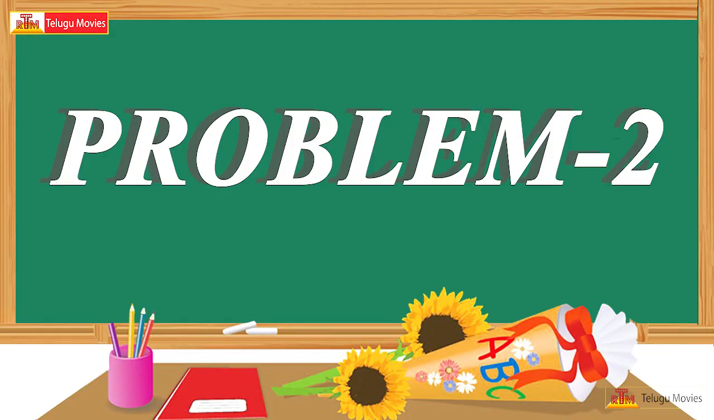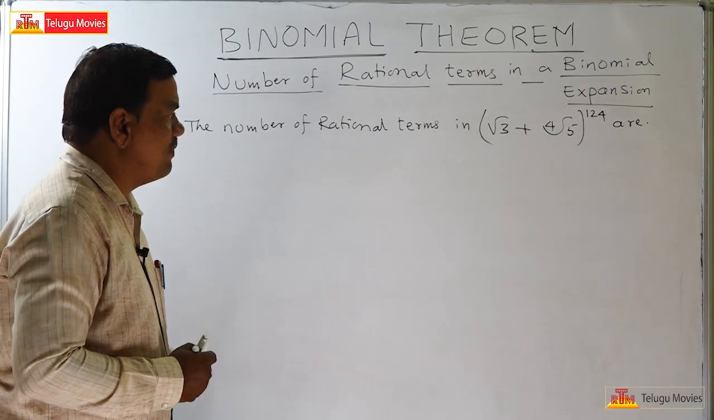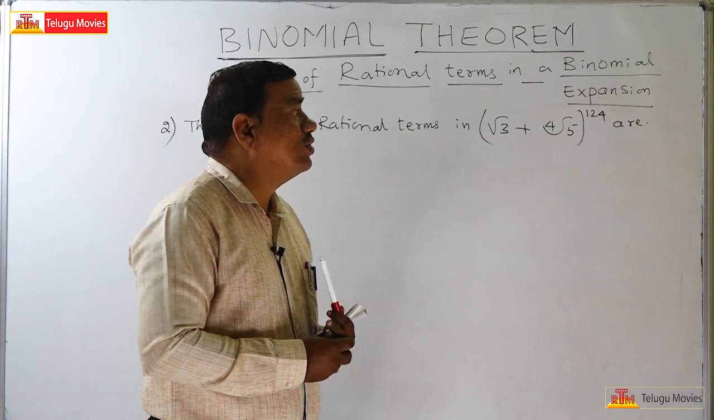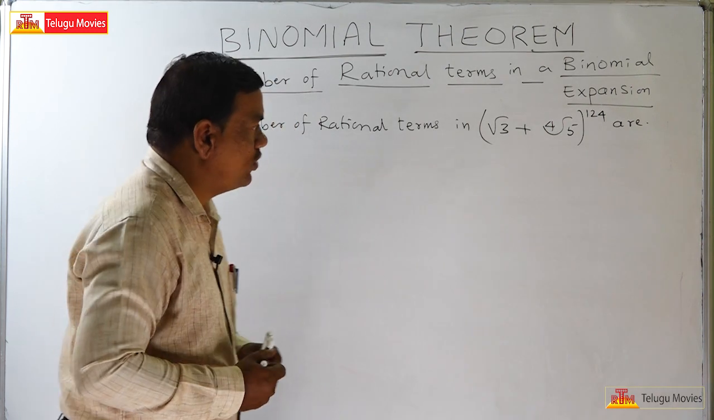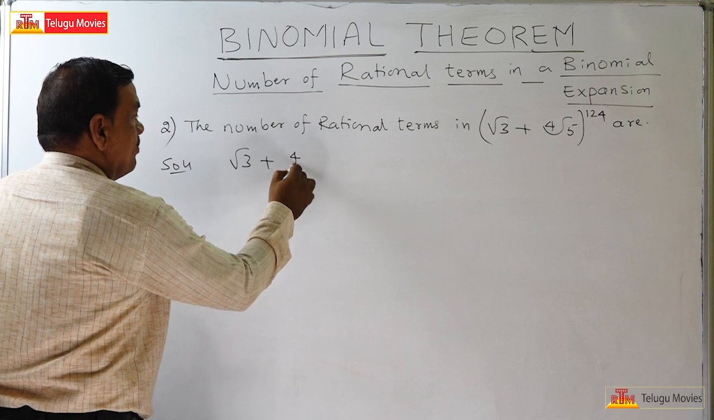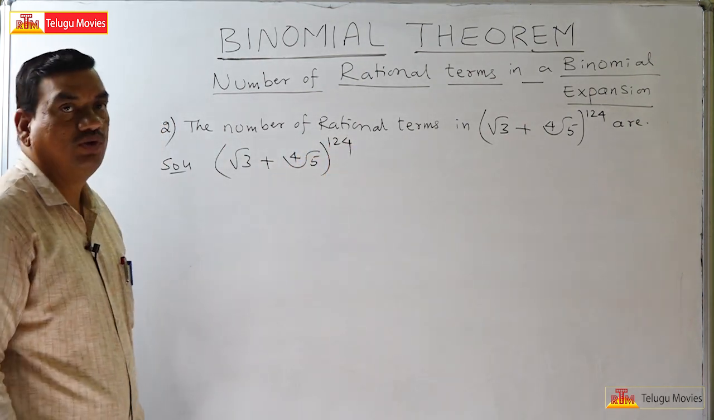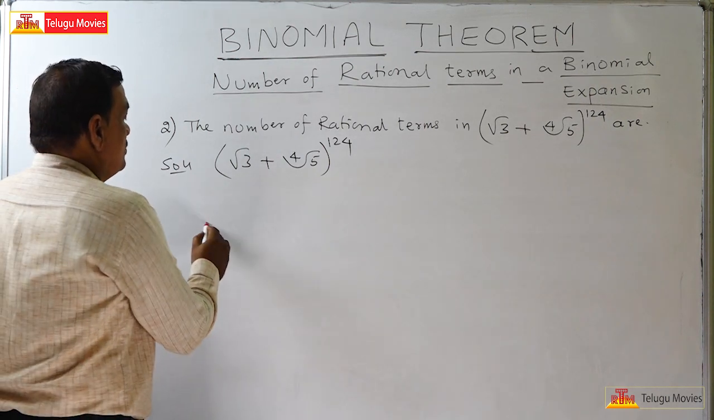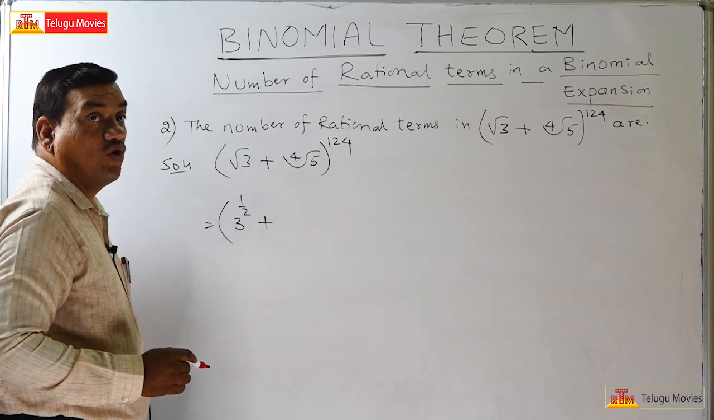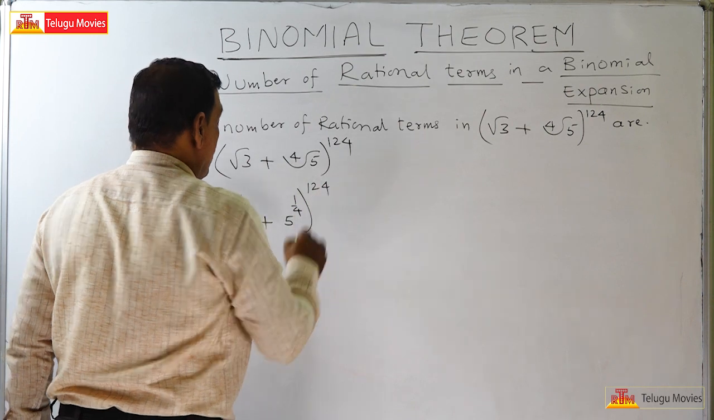Okay, welcome back to this concept. The number of rational terms in the expansion of (square root of 3 plus fourth root of 5) to the power of 124. So let us see the solution. This is (square root of 3 plus fourth root of 5) to the power of 124. So this is equal to (3 power 1 by 2 plus 5 power 1 by 4) whole to the power of 124.